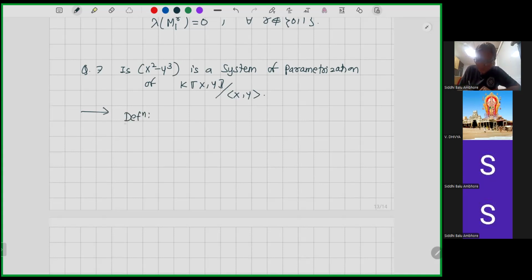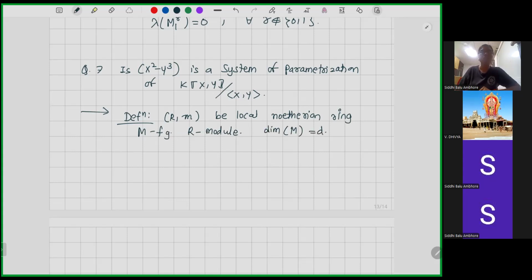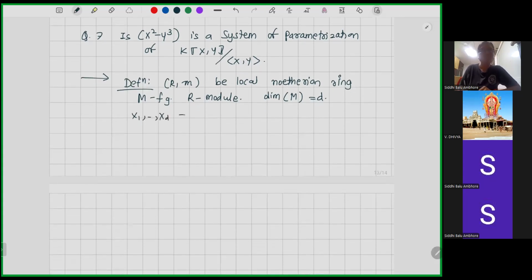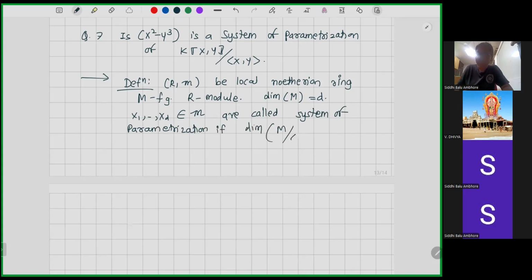So for system of parameterization, let me give a quick definition. Let (R, m) be a local Noetherian ring and M a finitely generated R-module. Then the dimension of M is d, and x1 to xd are in the maximal ideal, the unique maximal ideal of this local ring. These elements x1 to xd are called a system of parametrization if the dimension of M quotiented by (x1, ..., xd)M is 0.